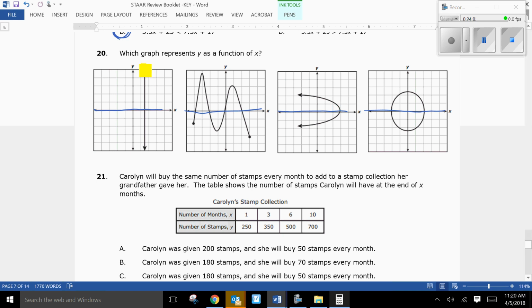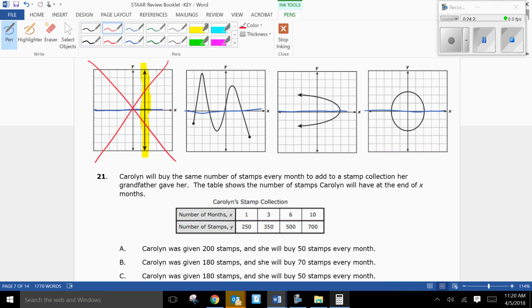So if I look at the first one, notice that I have a vertical line. So I have lots of y values for this particular x value. This is like 1.5. So for 1.5, I have all of these y values. So this is not a function. So I'm going to get rid of this one. Not a function. Okay, let's look at the next one.